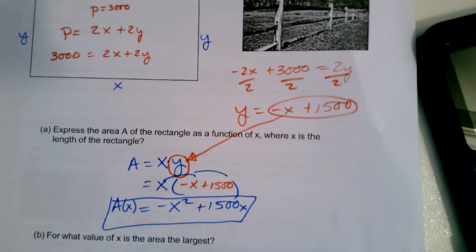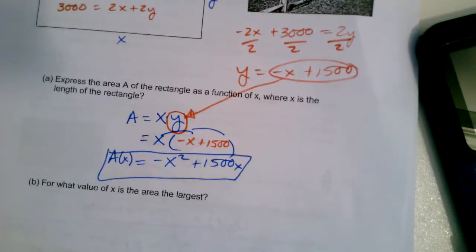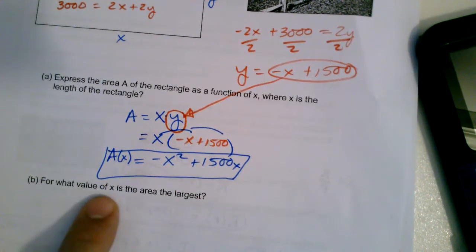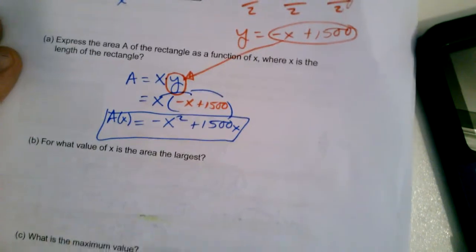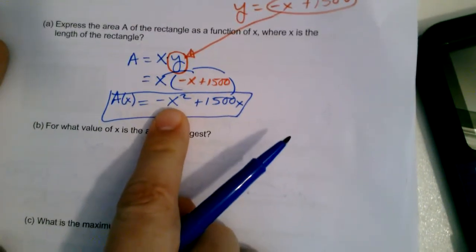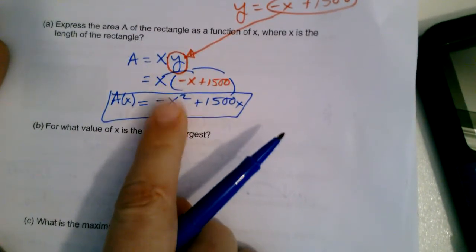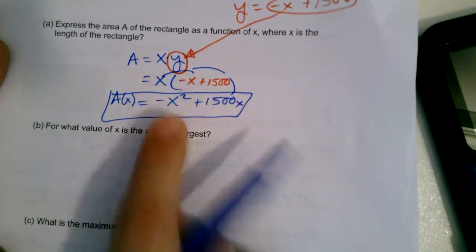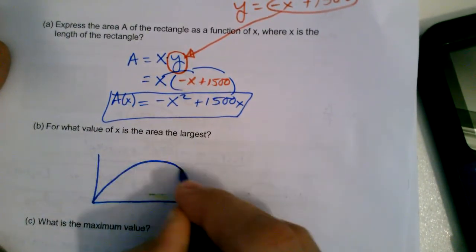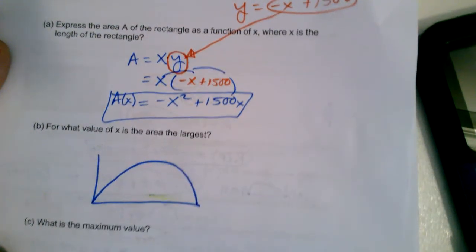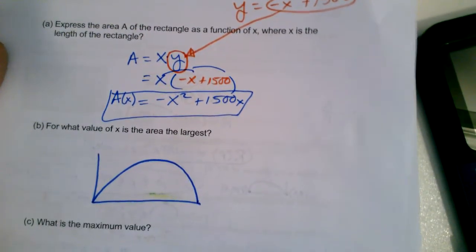I've expressed that area is just x, where x is the length of the rectangle. Okay. Part B, for what value of x is the area the largest? Well, we know what this is a graph of, right? We know this is a frowny face. I think it was Tyler that said that if the a value is negative, we get a frowny face. So when I graph this thing, it's going to look like that. And we want to find the largest.